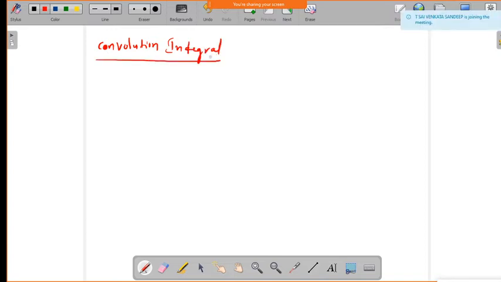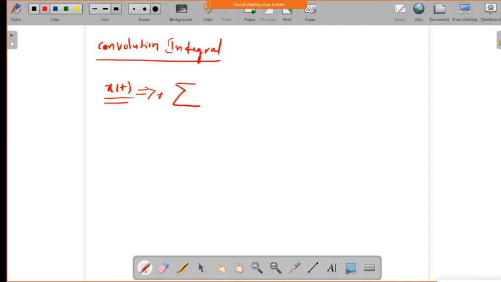As in the convolution sum, in the continuous time domain also we can express any input signal in terms of impulse signals. If you have, for example, x of t, we can express it in terms of time shifted impulses: x of t equals the integral from minus infinity to plus infinity of x of t into delta of t minus t naught.